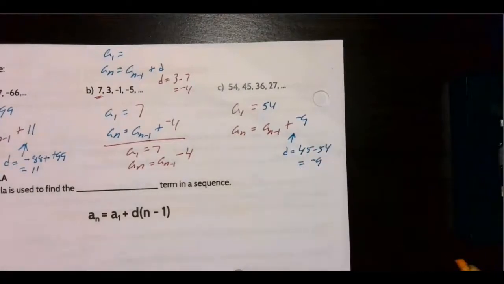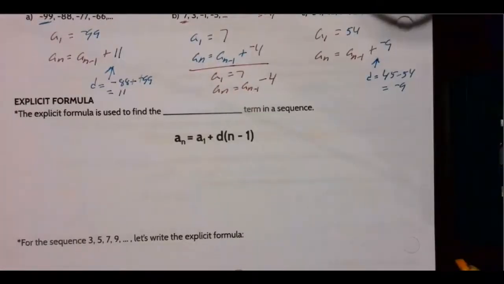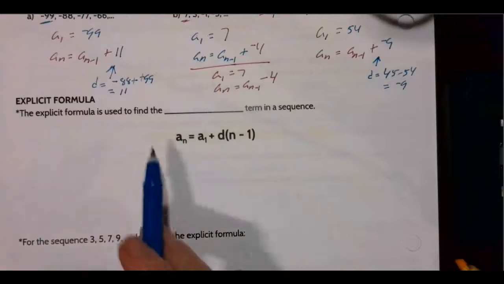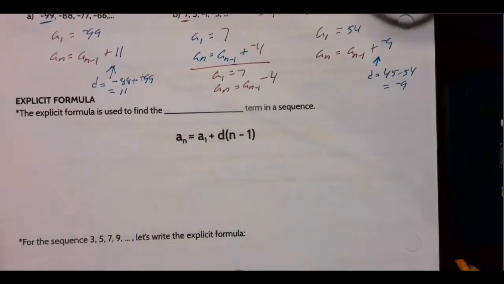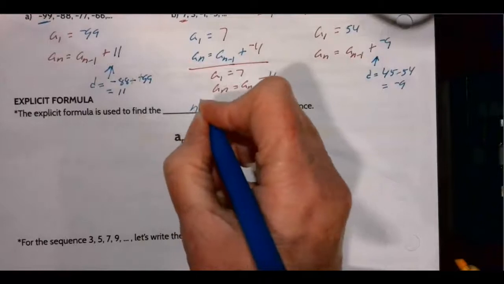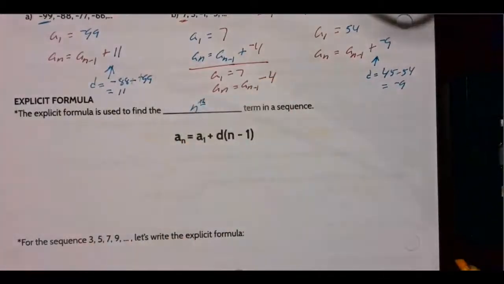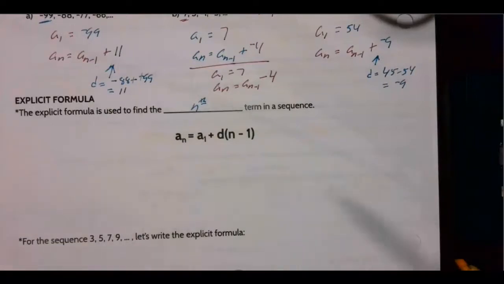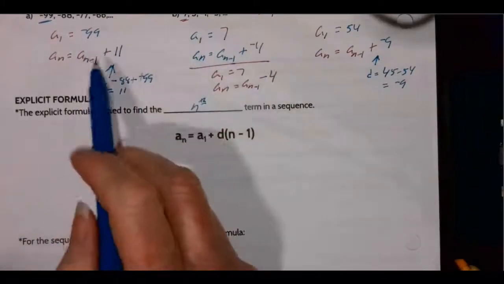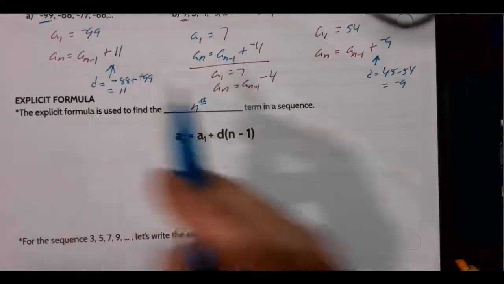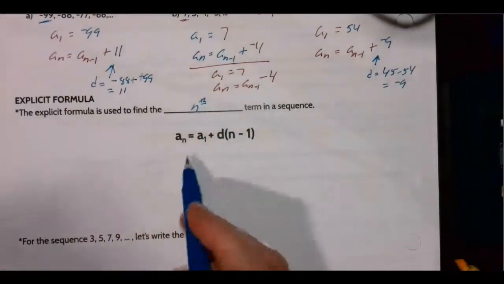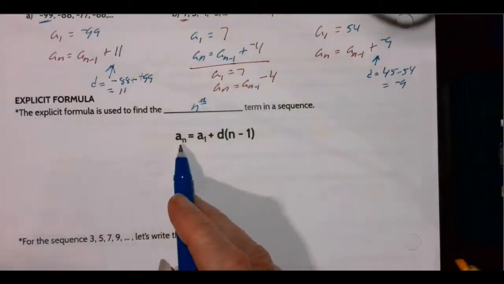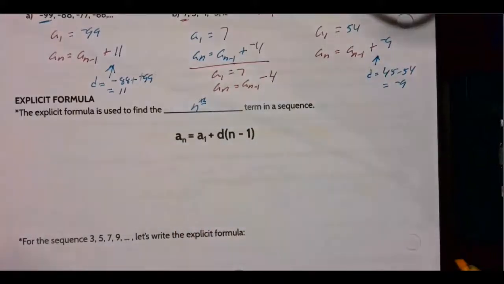Both are the same. Okay, so now let's look at explicit formula. An explicit formula is used to find the nth term. So this is really helpful if I want to find a specific term, okay? With the recursive, it's basically used to find the next term. I'm just going to keep on plugging things in to find the next term. The explicit one finds the nth term. Okay, so a sub n, we want the nth term, and they're going to tell us what term they want us to find.